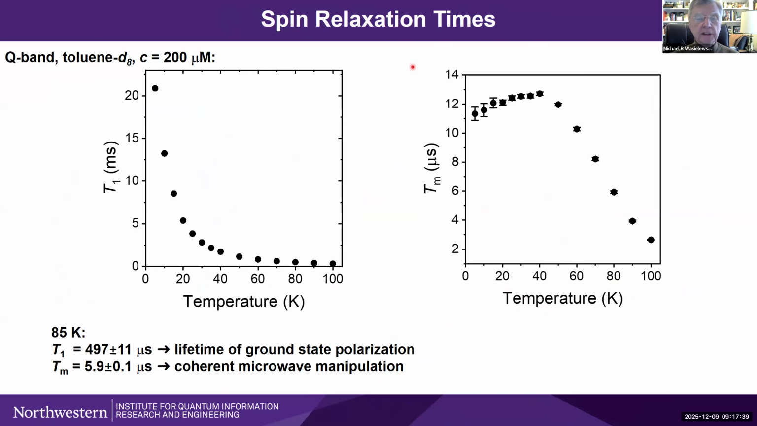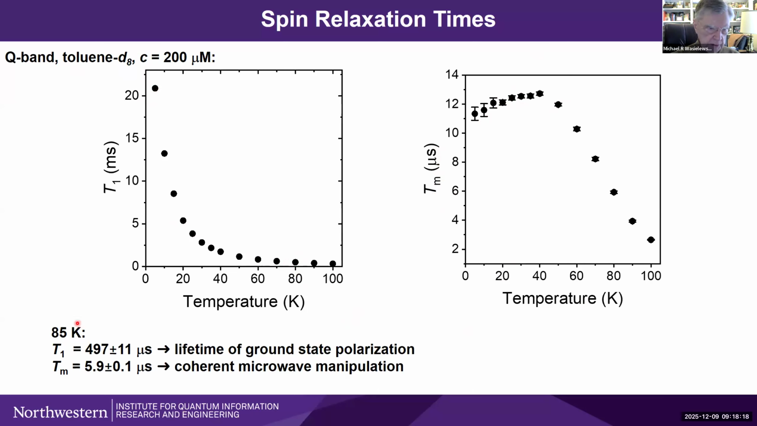Okay, so what about relaxation times? Now, this is done in deuterated toluene, once again, as a function of temperature, similar concentrations. And you can see that at about 5 Kelvin, we get T1 times that are in excess of 20 milliseconds. And that, of course, drops off as you raise the temperature. We're particularly interested in liquid nitrogen temperature. In our case, we hover around 85 Kelvin typically. Also, the phase memory time, which of course we all know is related to the spin coherence time T2, levels out at about 12 microseconds, which is quite nice for such a system.